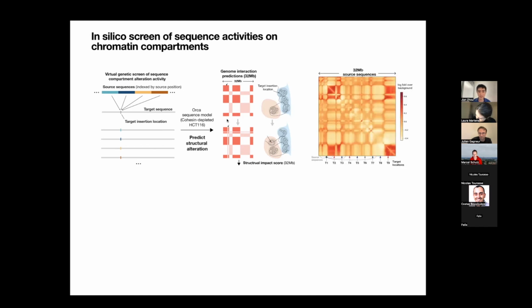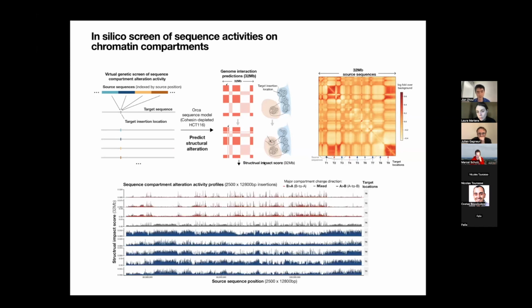In this way, we can screen a set of target locations and source sequences from the tiled entire region. We did it chromosome-wide, but here I just show you an example in this 32 megabase pair region, where we have 9 target locations that include both A compartment locations and B compartment locations. The source sequences come from the entire 32 megabase pair region. Each source sequence is 12.8 kilobase pair, and it tiles the entire region. So the effect of every source sequence in each target can be visualized through a profile like this.